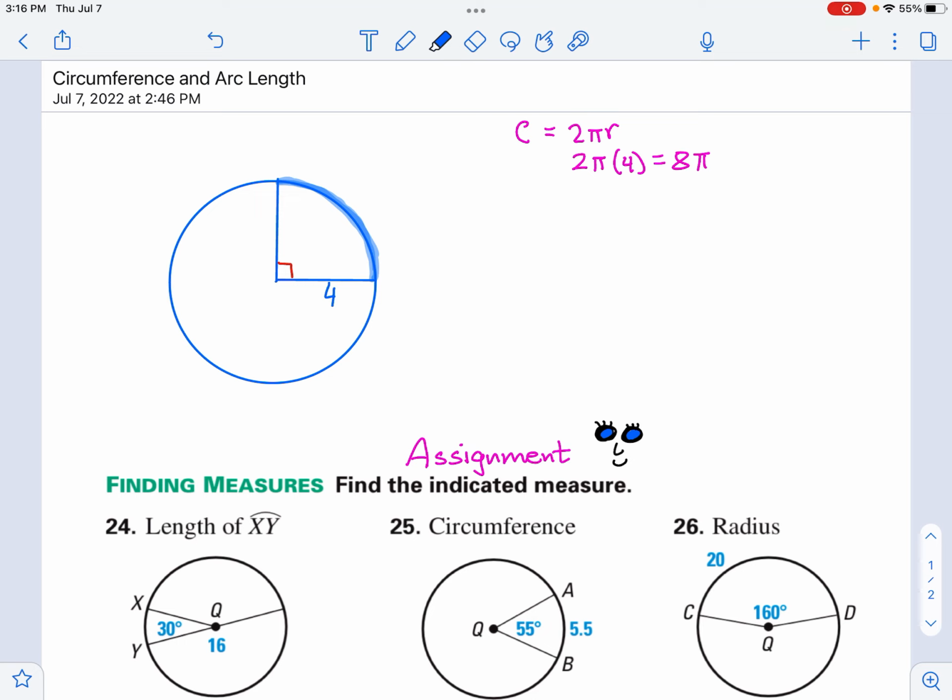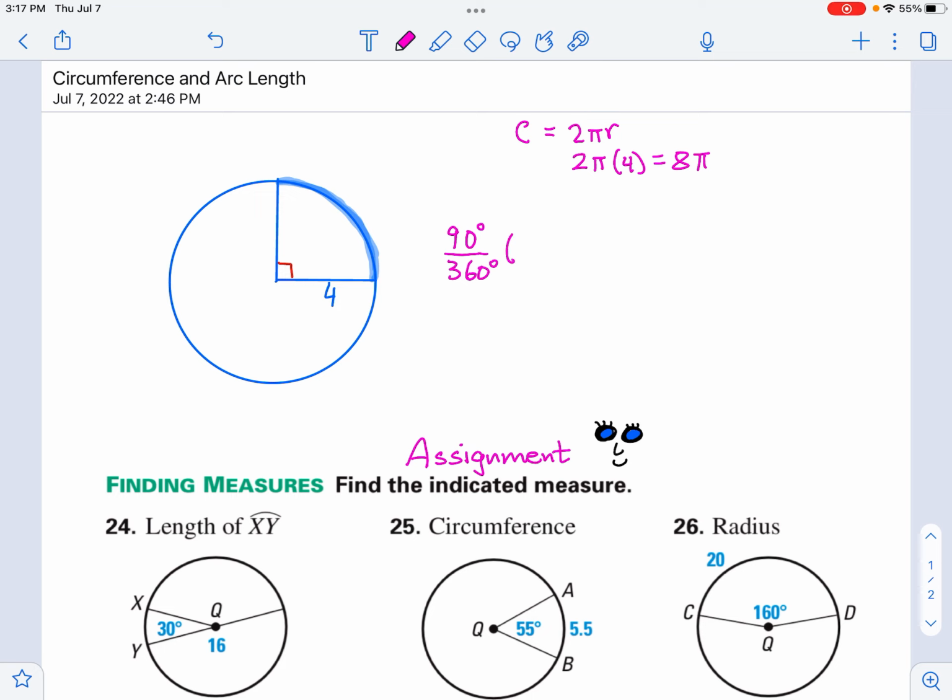Well, we don't have the whole circle. Now, we have a fraction of the circle. Now, the question is, well, what fraction is it? Well, let's think in terms of degrees. There are 360 degrees in a circle, and we've got 90 of those. This is the fraction of the circle right here. This is how much of the circle we're dealing with. What we're interested in is, well, what fraction of the circumference is it?